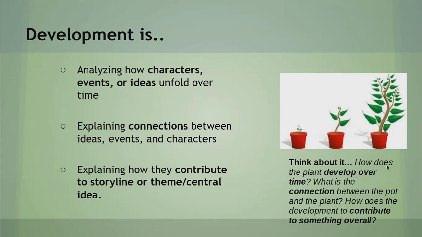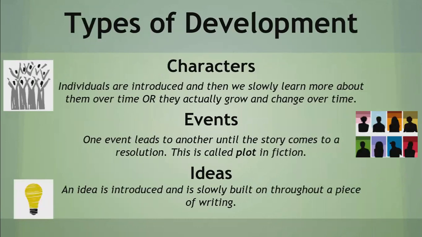So narrative development works that same way. We have these characters, these ideas, these events that all work together to tell our whole story, and they unfold over time, just like this plant. So three different types of development here. We can develop our characters, right? Individuals are introduced and then we slowly learn more about them over time, or they actually grow and change over time.